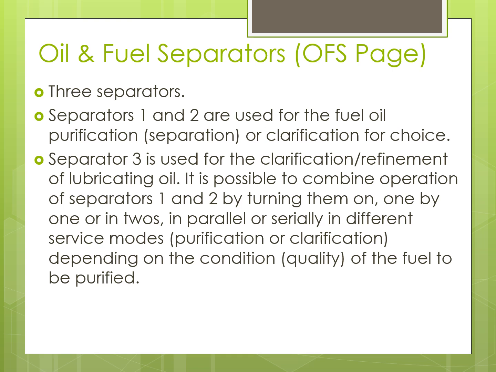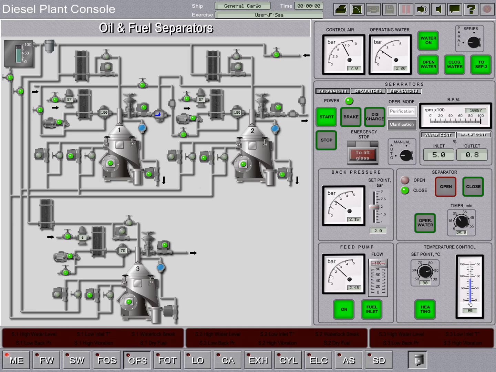Oil and fuel separators, three separators. Separators 1 and 2 are used for fuel oil purification or clarification, by choice. Separator 3 is used for the clarification or refinement of lubricating oil. It is possible to combine operation of separators 1 and 2 by turning them on one by one or in twos, in parallel or serially, in different service modes, purification or clarification, depending on the condition of the fuel to be purified. Oil and fuel separators, OFS page.